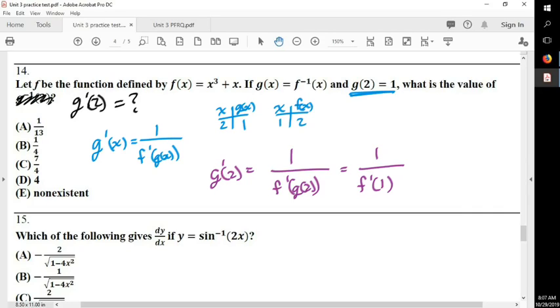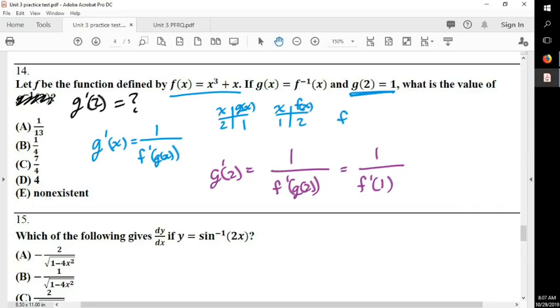Do we know what f prime of 1 is? Oh, dang. We don't know what f prime of 1 is. We know what f is, but we don't know what f prime of 1 is. So is there any way we can find f prime? All right, come back to this guy.